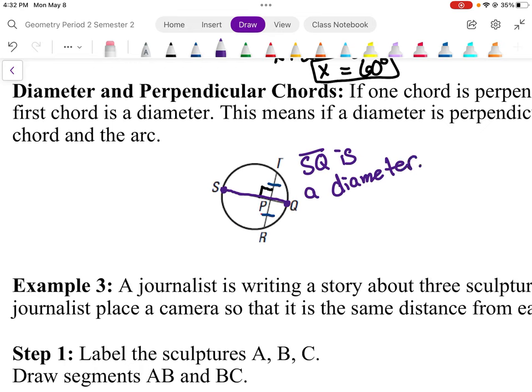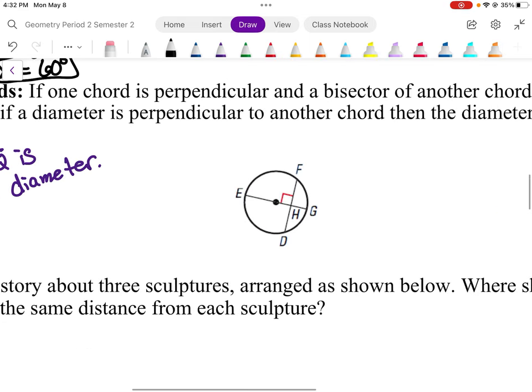So again, that's when you have two chords and one of them is cut in half and they meet at right angles. Using that same information, if you know you have a diameter and it's perpendicular to another chord, that tells us that the chord it's intersecting is also going to be cut in half. So in this one, DH is going to be congruent to HF.